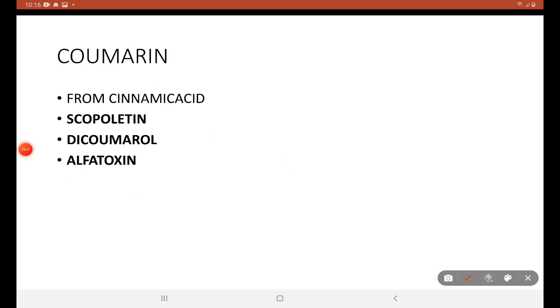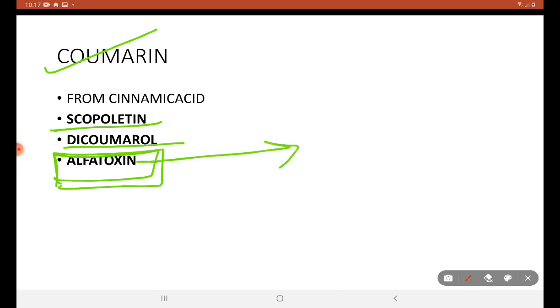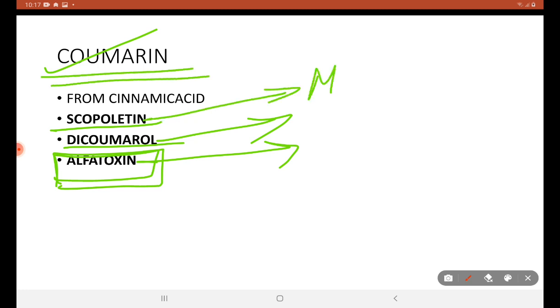Next we are going to see about coumarin. These three are important. Aflatoxin is very important. We will be seeing this in molecular biology as well. It is a fungal toxin. It is an anticoagulant. It is the most abundant coumarin.